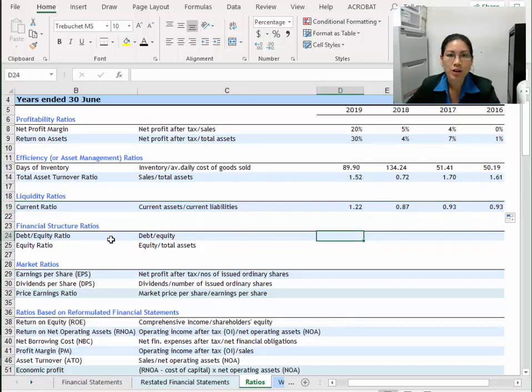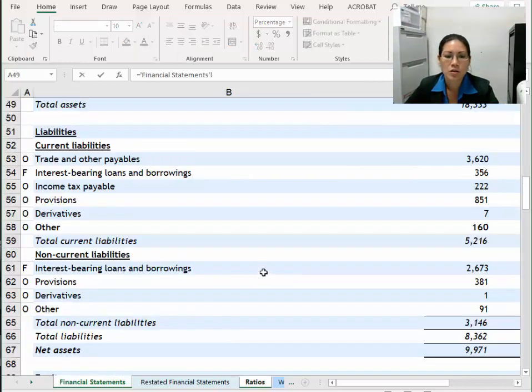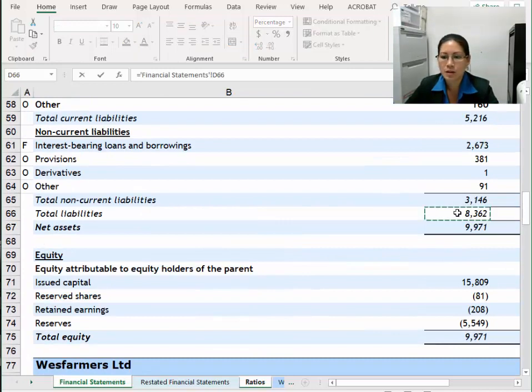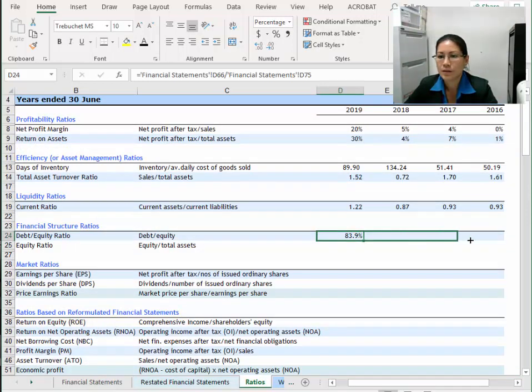Okay, financial structure ratios. How are we funding our entity? The first one we look at is the debt equity ratio, which again looks at for every dollar of shareholders' money that they put into the company, how much has an outsider put into the company, and it's literally debt, we call it liability, so total liabilities divided by total equity. So on the balance sheet, total liabilities divided by total equity. So for every dollar of equity that the shareholders have essentially put in, Wesfarmers has borrowed from the bank 83.9 cents. Okay, so that's fairly high.